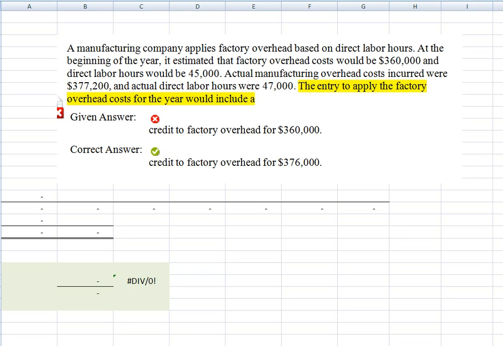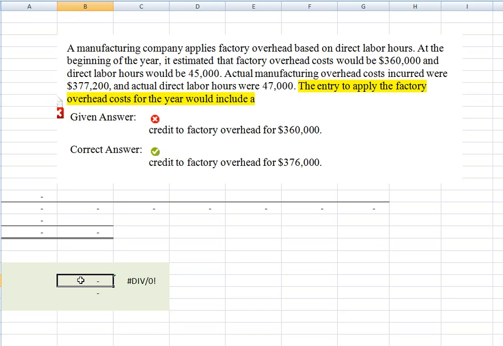Now I can read the question and I can see that the manufacturing company applies factory overhead based on direct labor hours. At the beginning of the year, it's estimated the factory overhead is $360,000 and direct labor hours would be 45,000. I have to calculate that predetermined factory overhead rate. So I can do that.